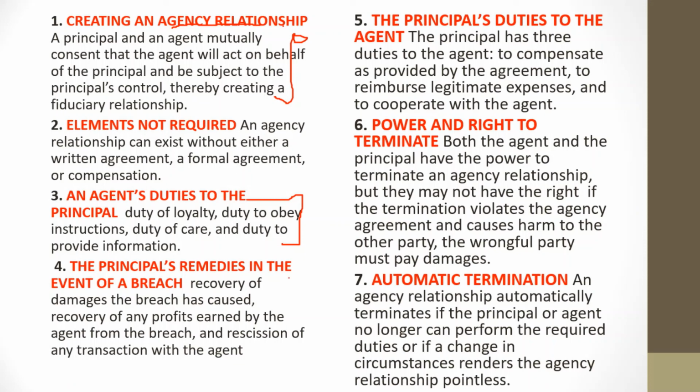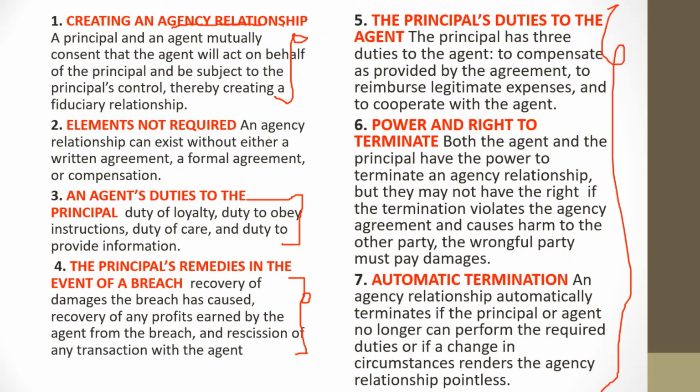And the remedies could be that the principal can recover damages for the breach caused. They can also be able to get the profits earned by the agent in that particular transaction, and they can also rescind or cancel a transaction entered into by the agent. So these are some of the remedies in the event of a breach of duties by the agent. Now, lastly, again, you can go through point number 5, which are the duties of the principal to the agent, and then how the agency relationship can be terminated.